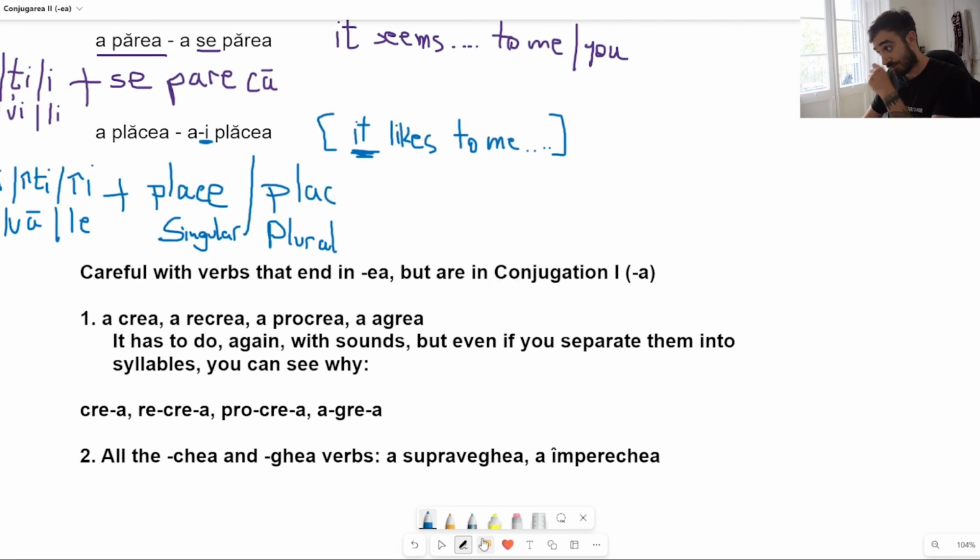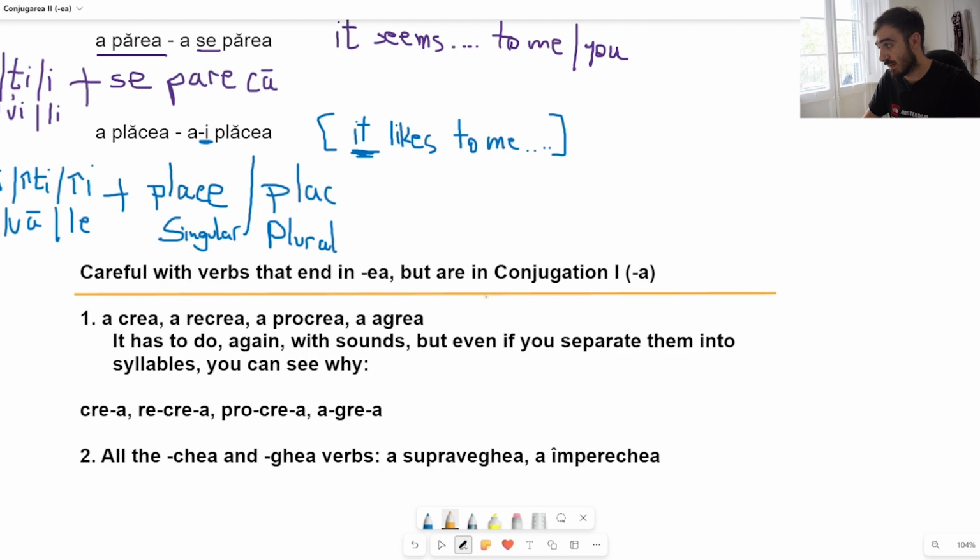Now, finally, there is something to be aware of. There are verbs in EA that are from conjugation 1. Again, I really recommend you watching that video. A crea, a recrea, a procrea, a agrea. All of those are actually in conjugation 1. Why? Because this A, you will see in a second, it is the one who dictates the conjugation. And it's also in the way you split it into syllables.